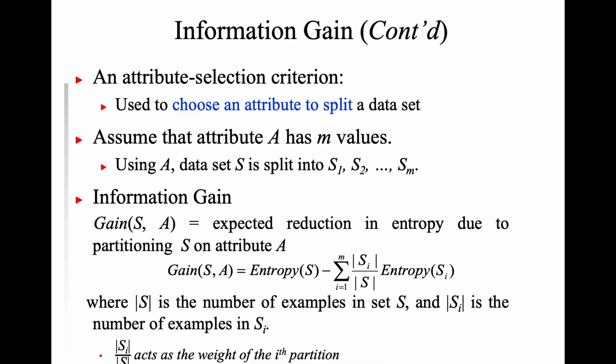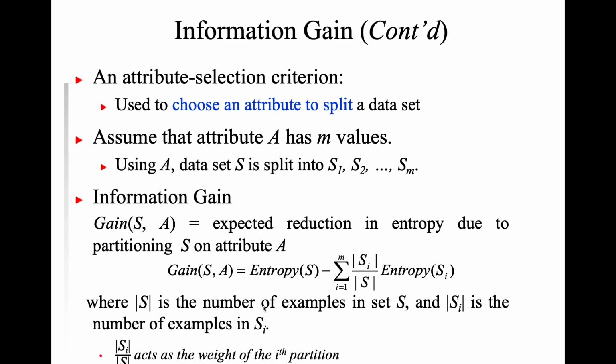So now, how do we calculate the information gain? We talked about the attribute selection criterion, right? And we said that the attribute selection criterion can use different techniques, such as information gain, to choose the best attribute to split a data set. For example, that helps us decide whether we choose outlook, temperature, wind, or other features as a root node.